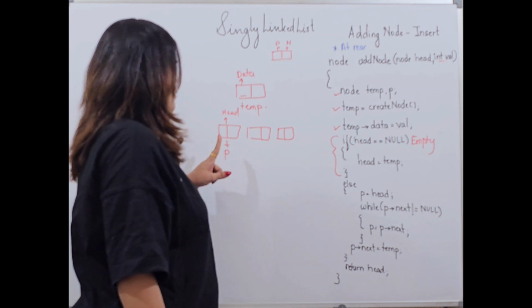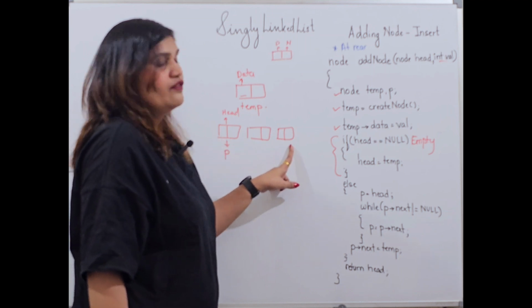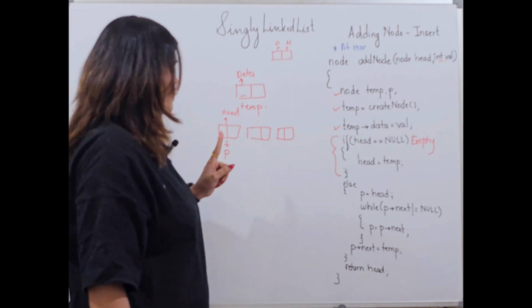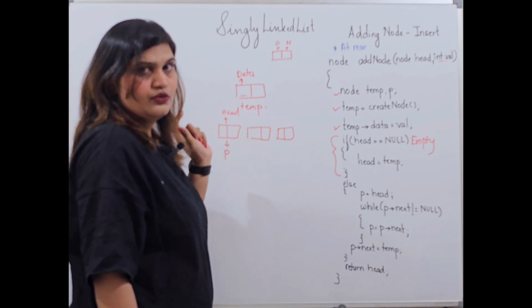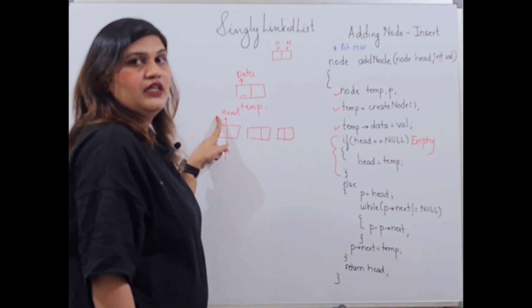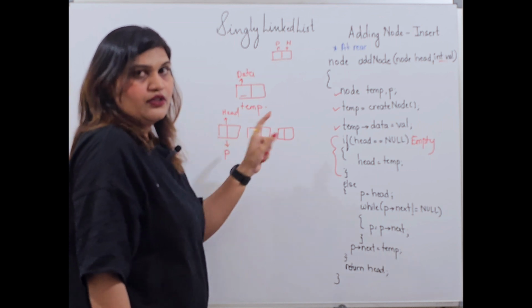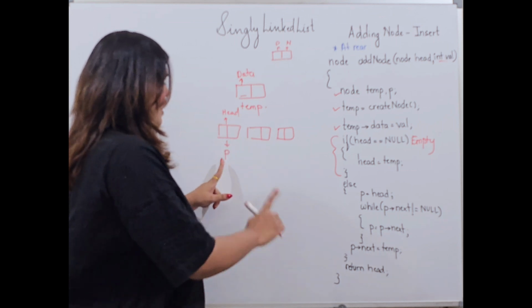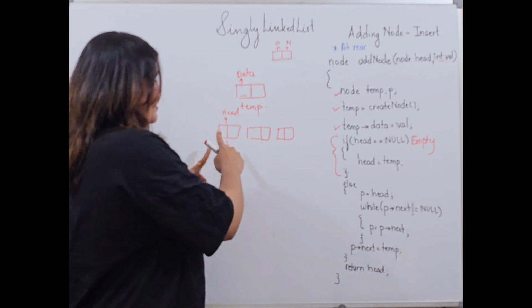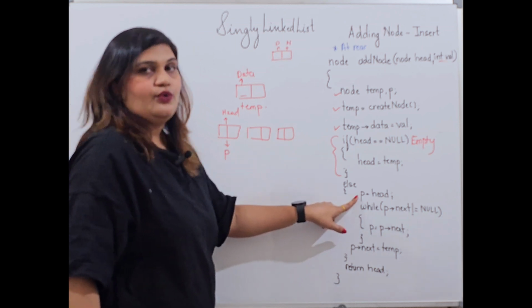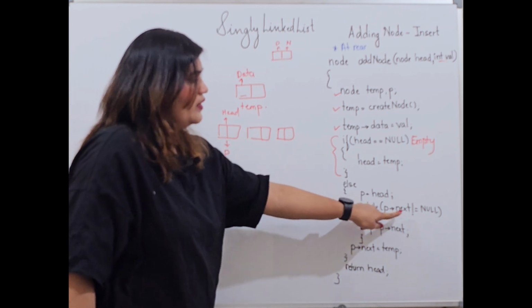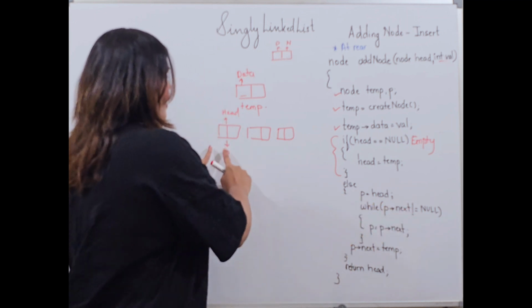Why P? Because P is something that is going to help me travel through my linked list. That's why P. I cannot use head to travel. Head is always the first node, so I cannot use this particular head to travel through my linked list. So P, because I need to travel my linked list from the starting node. Now when I'm traveling over here, P equal to head, while P to next is not equal to null. Till where do I have to travel?